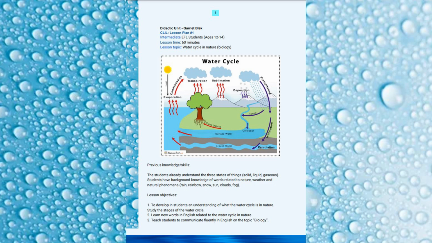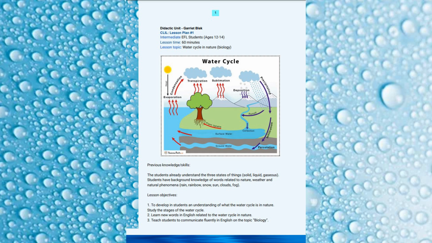Garrett Black. Lesson plan using CLIL technology. Intermediate EFL students, ages 12 to 14. Lesson time 60 minutes. Lesson topic: Water cycle in nature, biology.